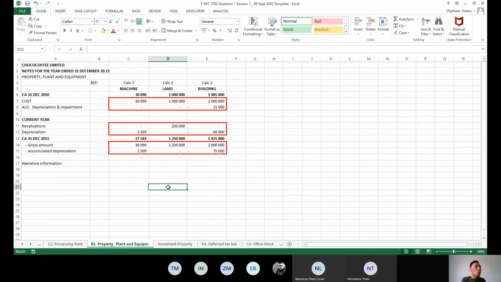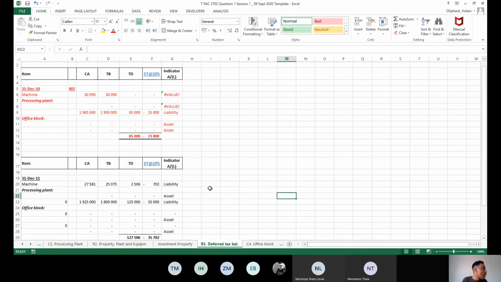Fine. Now you've done it in the disclosure. Now you need to go and do it where? In your deferred tax calculation, right? So you'll see here I've made a distinction between your processing plant and your office block. Now, is that machinery or land? Sorry, it's building. Fine. It's building.